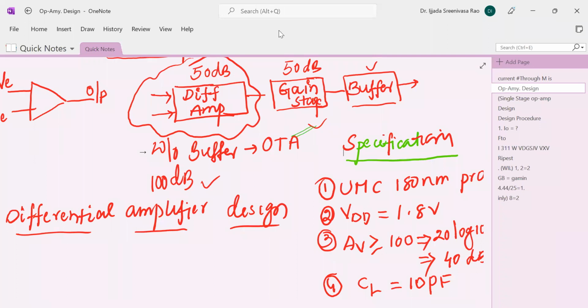So this is the single stage op amp design. In the next class I will explain the two stage op amp design. Now if you have any doubts, please ask.